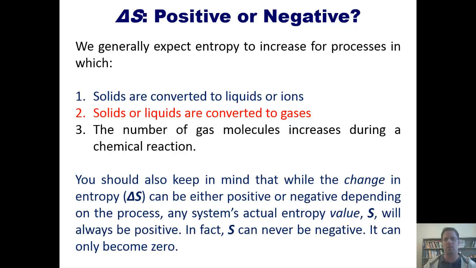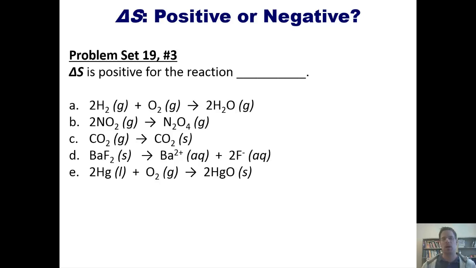You should also keep in mind that while the change in entropy, or delta S, can be either positive or negative depending on the process, any system's actual entropy value, S, will always be positive. In fact, S can never be negative. It can only become 0. That takes us to a problem.